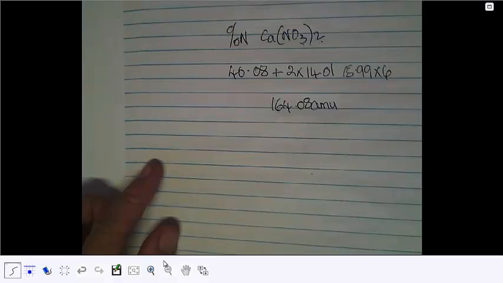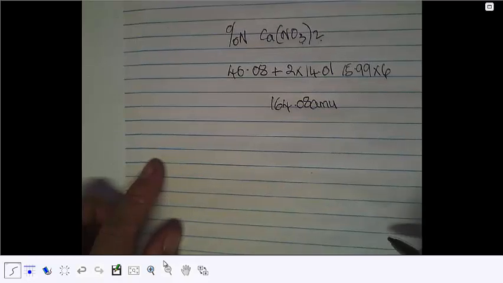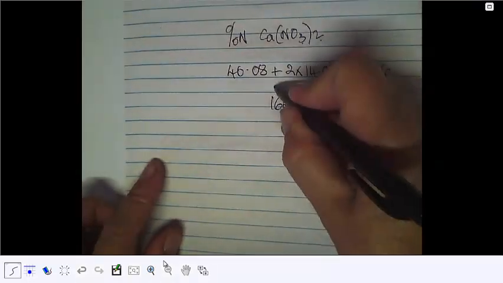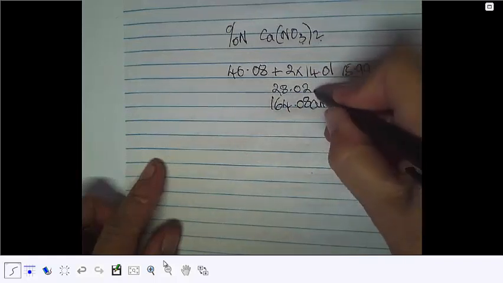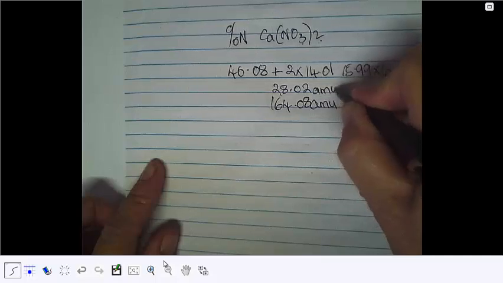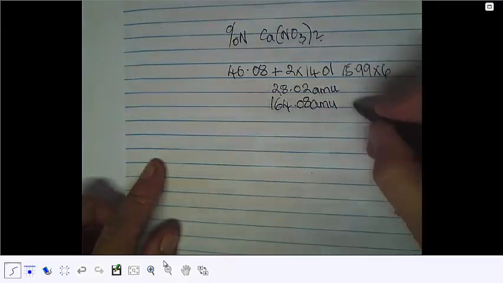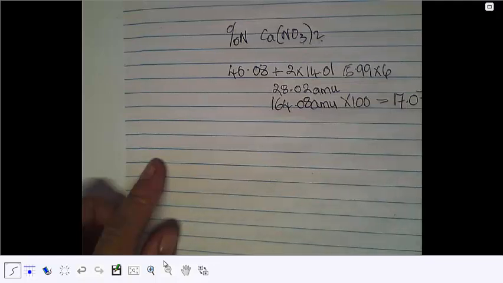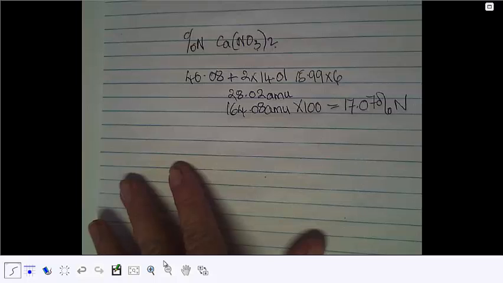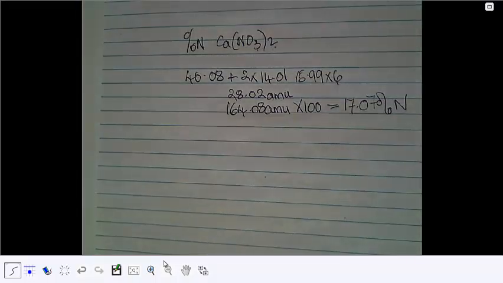Now we want the percentage of nitrogen only. There are 2 nitrogen atoms, so that is 2 times 14.01. So we have to take 28.02 and divide it by 164.08, and multiply by 100 for percentage, which should give us a value of 17.07% nitrogen by mass for the amount of nitrogen in calcium nitrate.